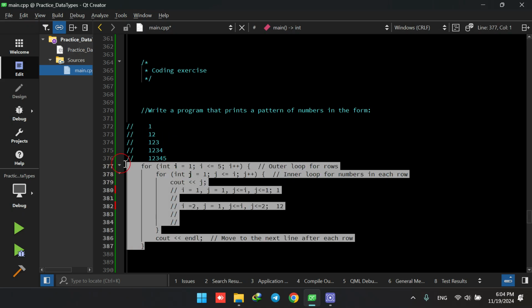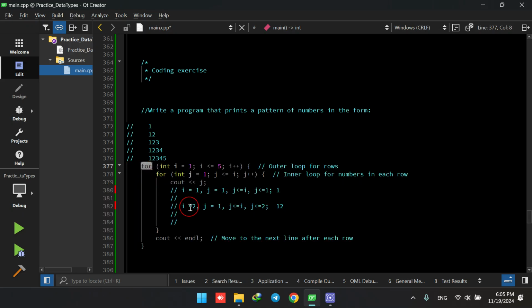Now it goes to the outer loop again. So now I equals 3 and j starts from 1 again. And as j has to be lower than or equal to I, it means that j must be lower than or equal to 3. So j starts from 1, enters the inner loop, and we print 1. Then we increment the value of j. j is 2 now.